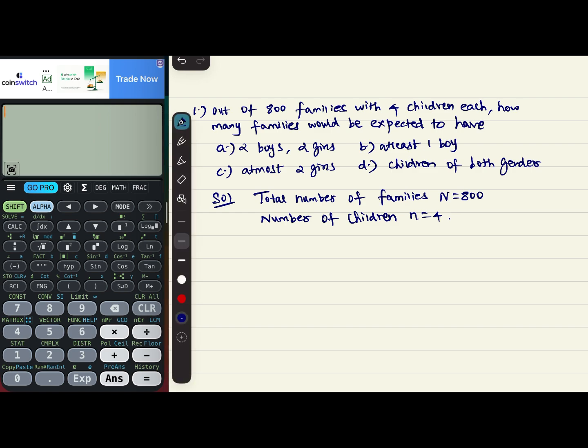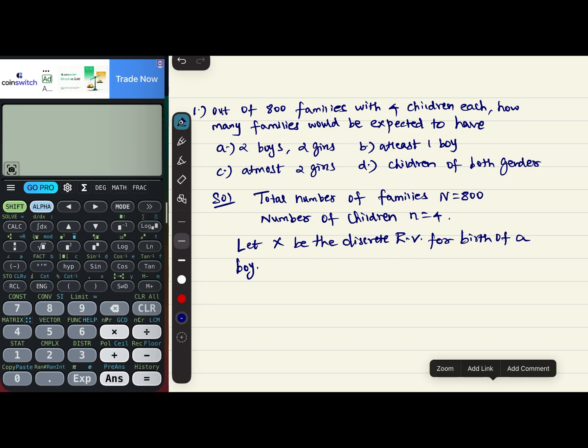So you can see here, let x be the discrete random variable for birth of a boy. So why are we choosing this? Because this will determine the probability of success. That means to choose the p value, I mean to say the small p here. So we just defined x to be the random variable for birth of a boy.